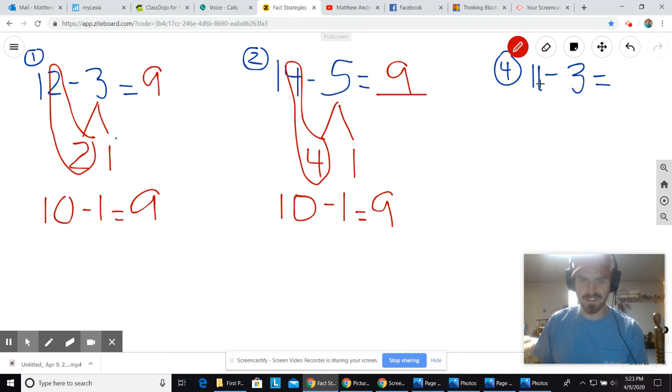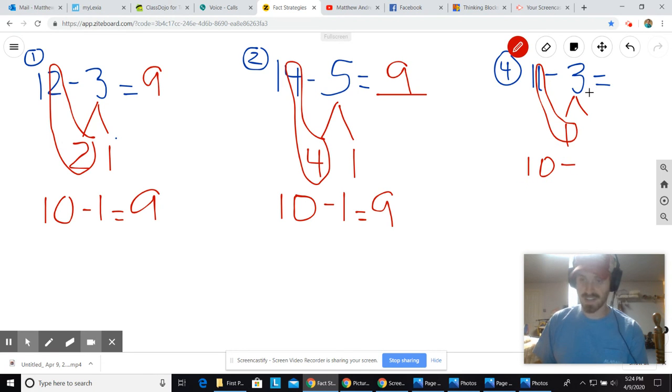Same thing with 11 minus 3. I can tell just by looking at 11, if I can get that 1 in the ones place out, I'll have a 10. And subtracting and adding from 10 or to 10 is a lot easier. So I know I just need to take 1 out. So 11 minus 1 is 10.